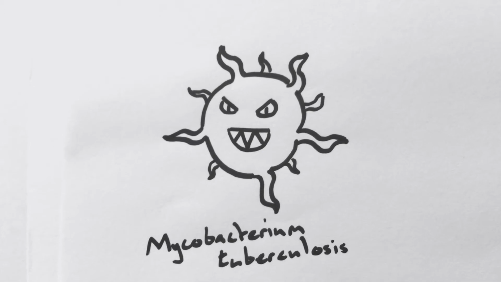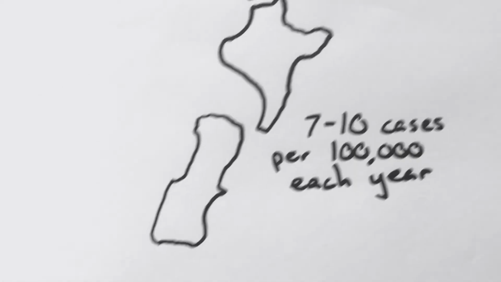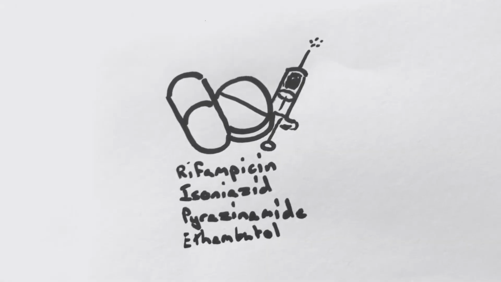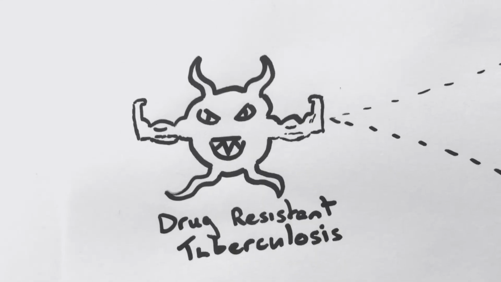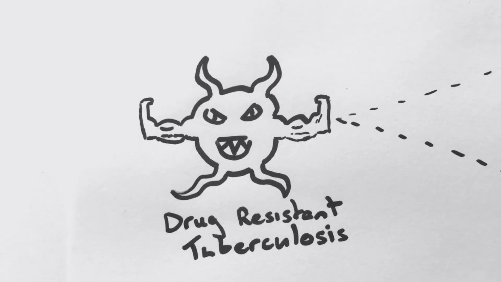Mycobacterium tuberculosis is the causative bacteria behind the disease tuberculosis and currently infects 1.7 billion people worldwide. Despite this, rates within the developed world remain fairly low. We owe much of this success to the use of effective antibiotics. However, in recent years, we have seen the rise of drug-resistant strains of tuberculosis.